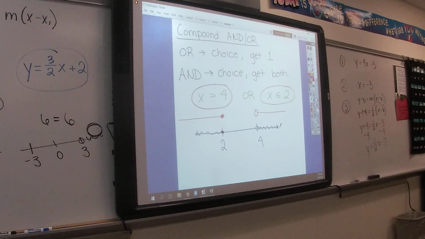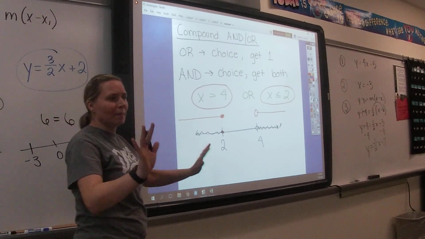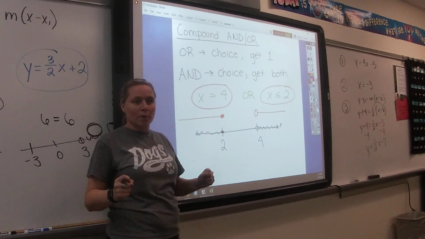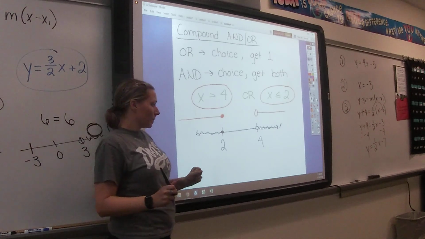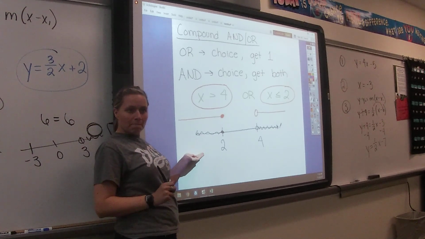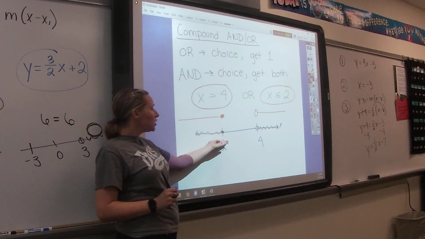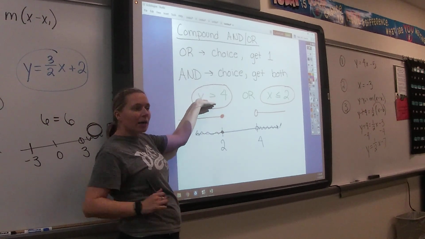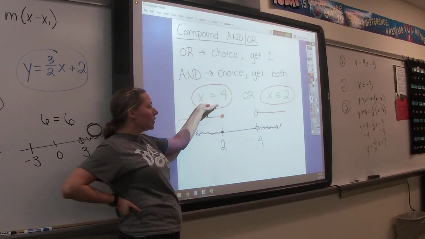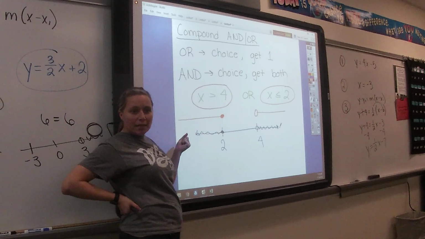And my students are like, well, why in the world did you graph above? Because that's exactly the same thing. So you just have to bear in mind with me. Like, just trust me for a moment. Okay? So this graph right here represents the compound inequality of x being greater than 4 or x being less than or equal to 2.